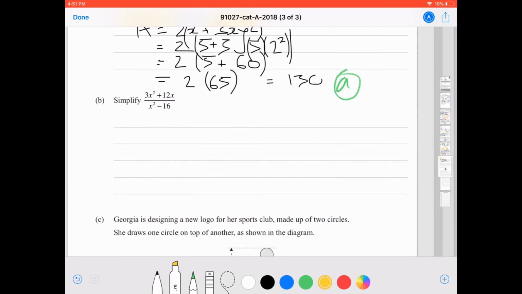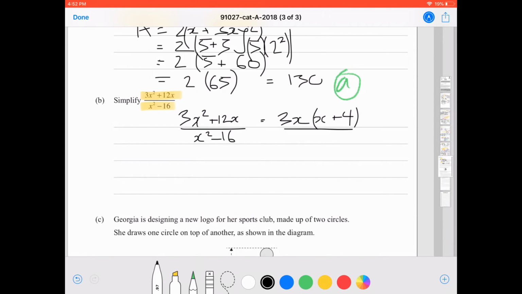Simplify this fraction, 3x squared plus 12x all over x squared minus 16. So we've got 3x squared plus 12x all over x squared minus 16. So we're going to be factorizing here. Looking at the numerator, we've got a common factor of 3x and x plus 4 inside the brackets.